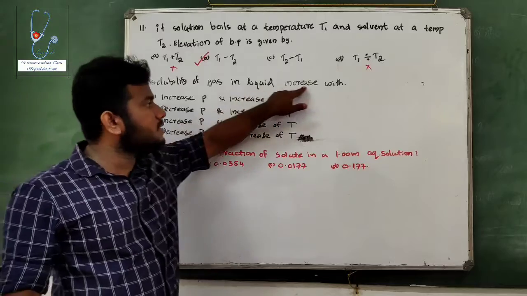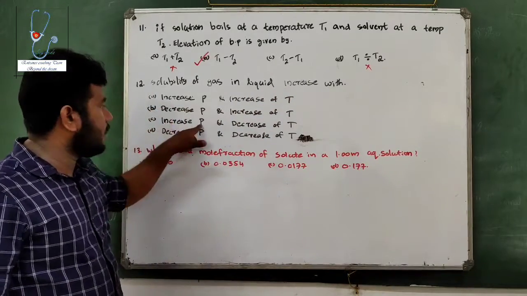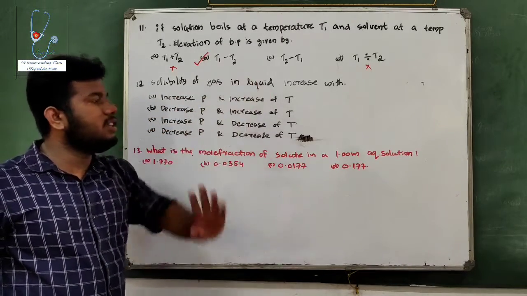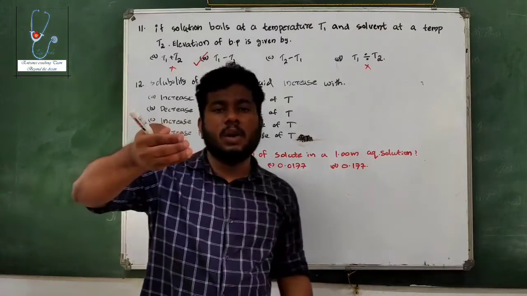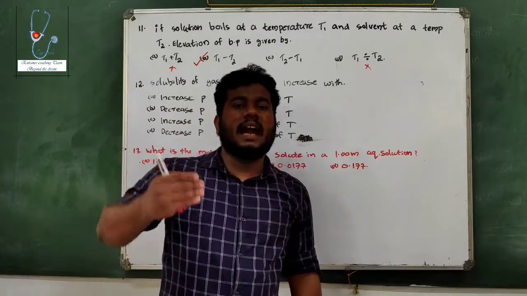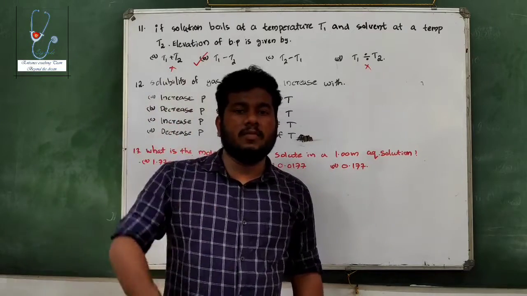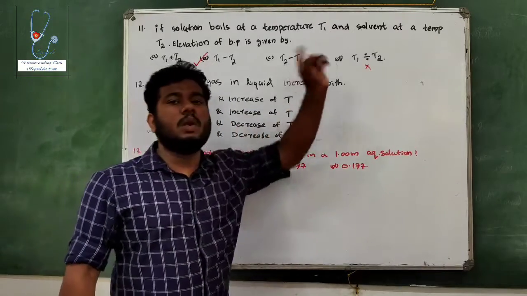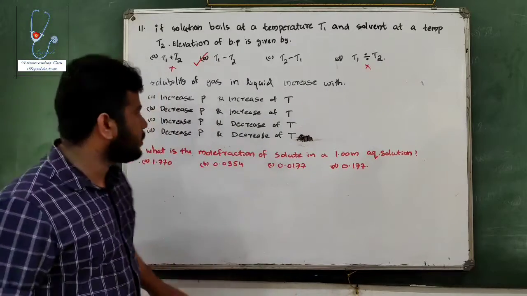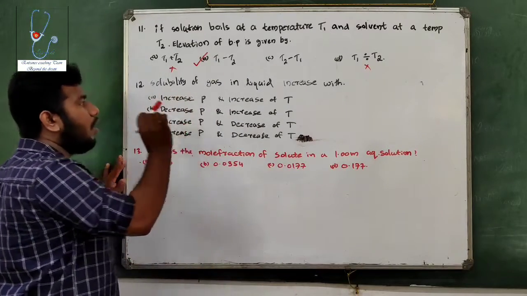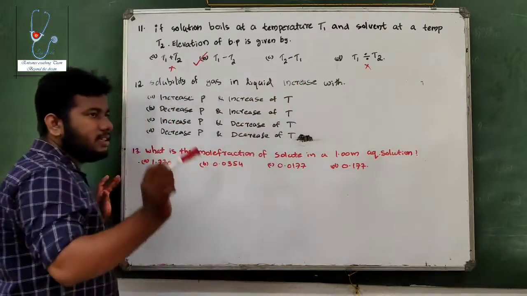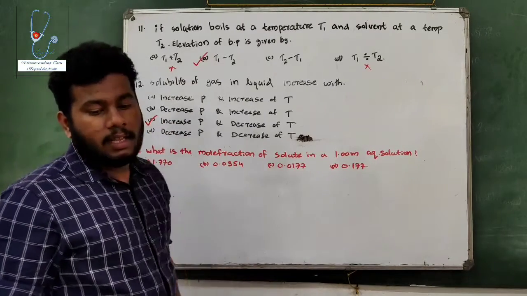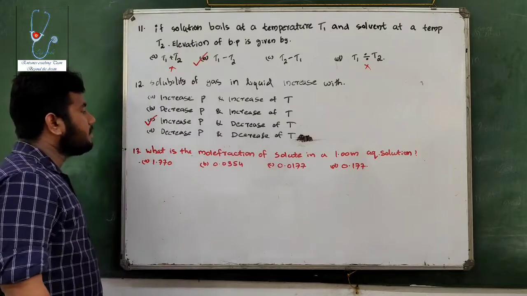Solubility of gas increases with increasing pressure. When gas dissolves in liquid, gaseous molecules come to the liquid, so it is a condensation. It evolves heat. When temperature increases, solubility decreases. When temperature decreases, solubility increases. Very simple question. Solubility of gas in liquid increases with increasing pressure and decrease in temperature.